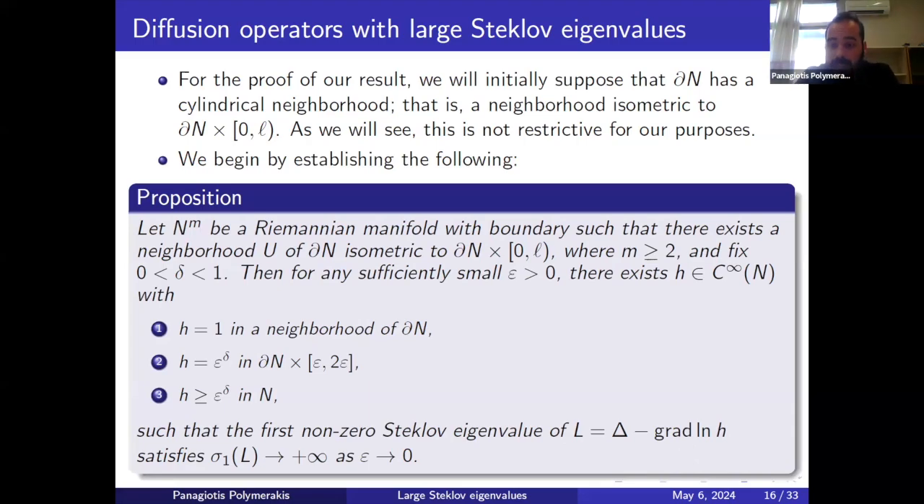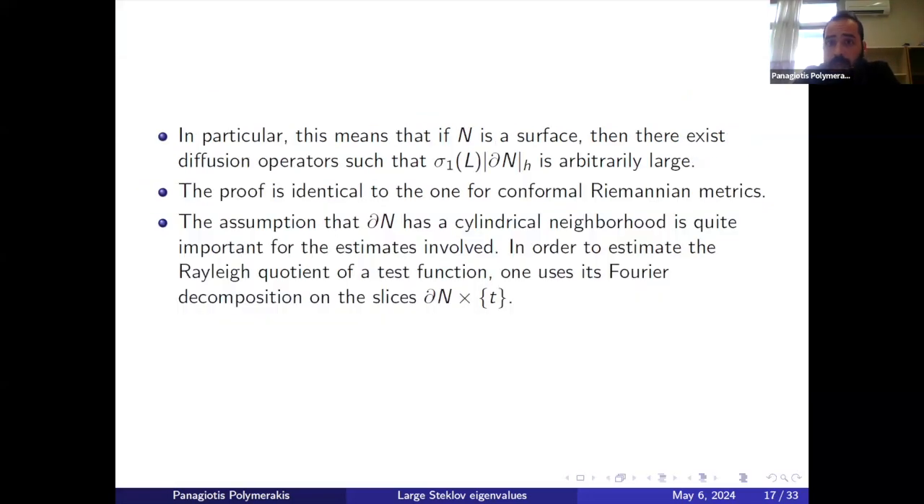In particular, this means that if N is a surface, for instance, then we can find diffusion operators such that the first normalized Steklov eigenvalue is arbitrarily large. So by studying these more general operators on surfaces, we're actually free from the topological restrictions that we have when we study the usual Steklov spectrum. And the proof for this proposition is actually almost identical to the result on conformal Riemannian metrics.